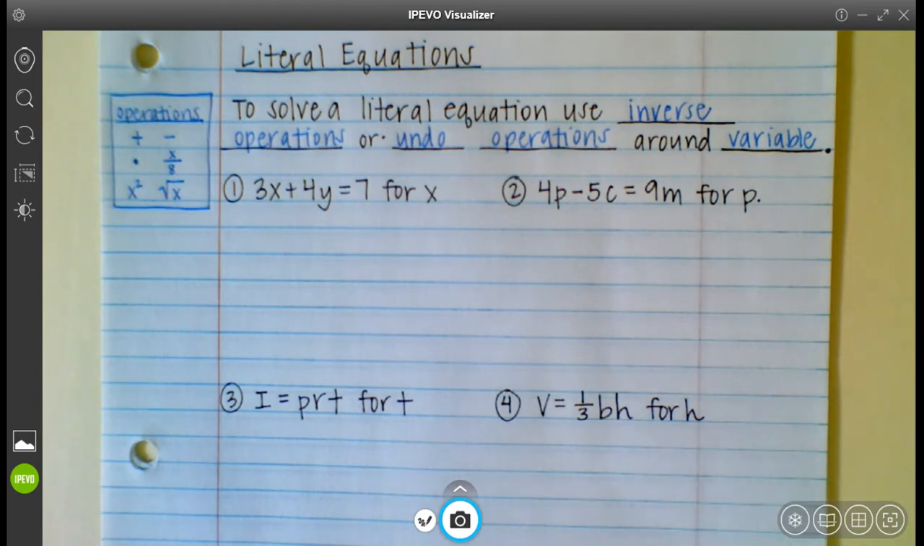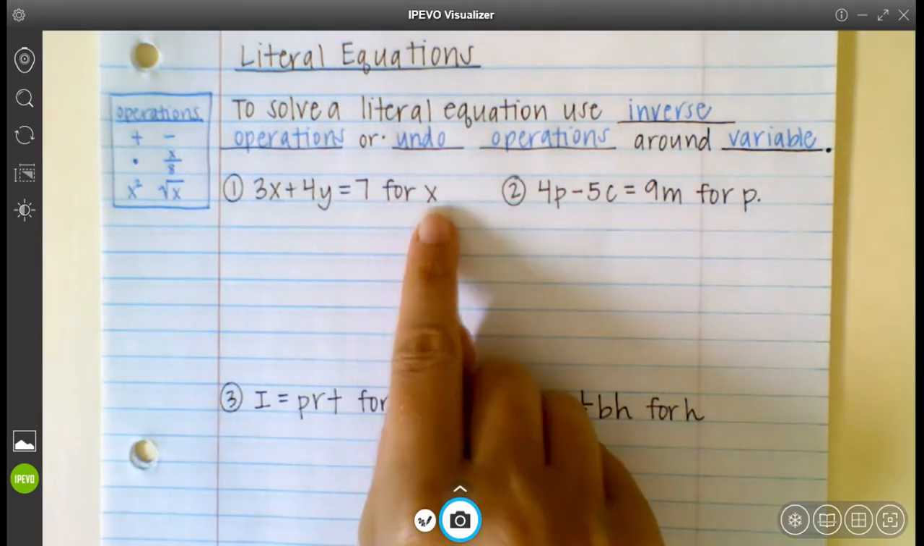We do have 6 example questions, so feel free to pause the video at any time so that you guys can write these down along with me. All right, so let's take a look at the first one here. Number 1, we want to solve this equation for x.